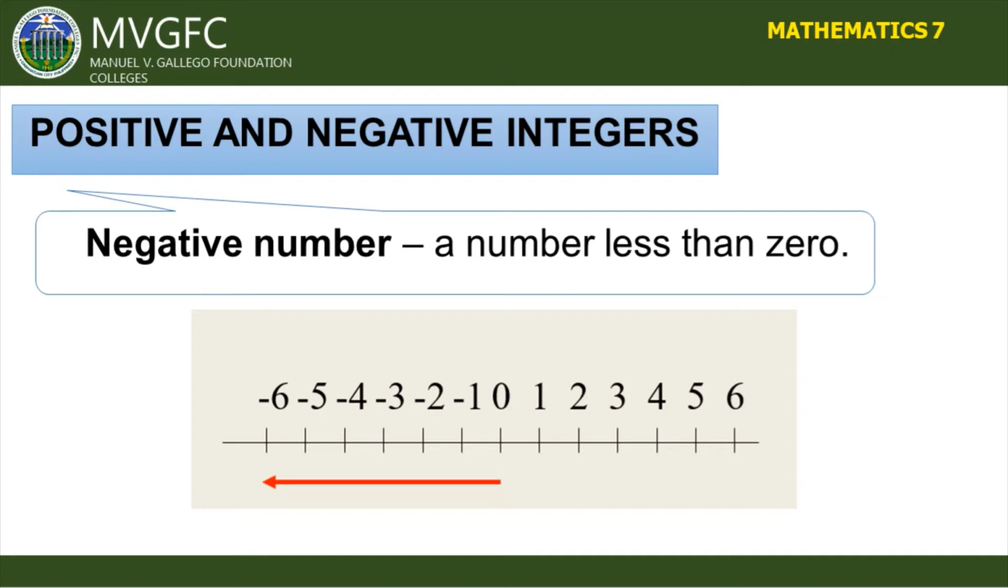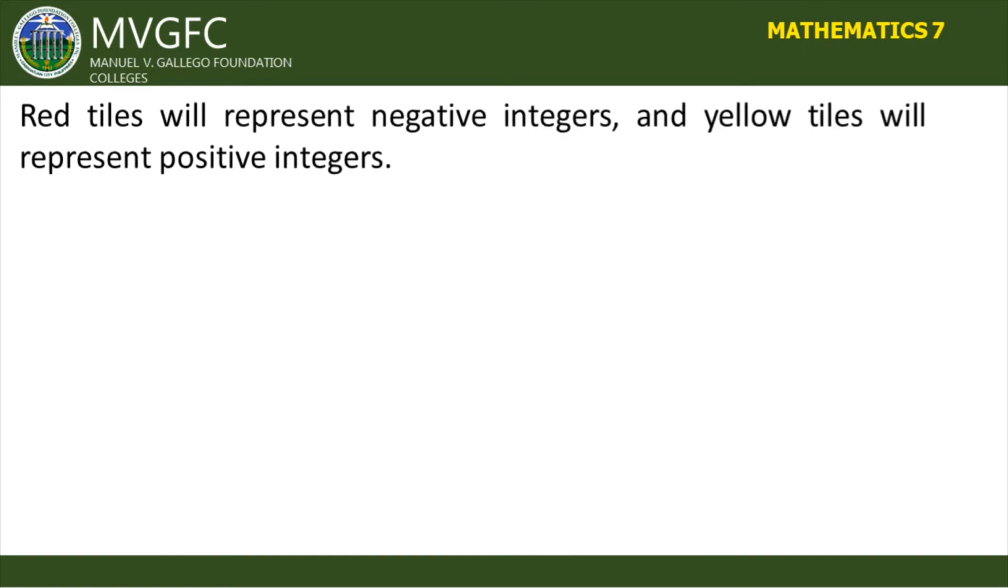So, meaning to say, habang palayo sila ng palayo kay 0, mas bumababa ang value nila kapag sila ay negative. Okay? However, when we're talking about positive integers, habang lumalayo sila kay 0, mas tumataas naman ang kanilang value. So, for our example, we can represent integers using red and yellow counters. Okay? So, red tiles will represent negative integers and yellow tiles will represent positive integers.